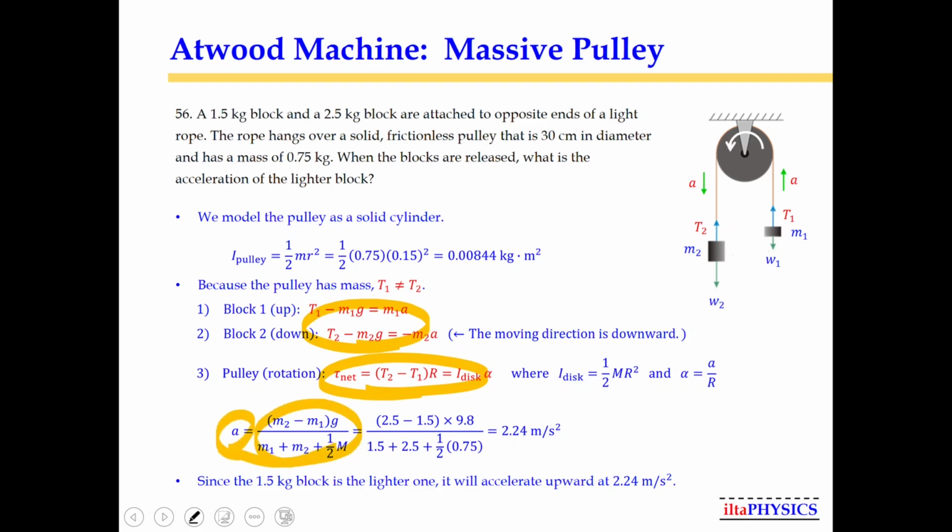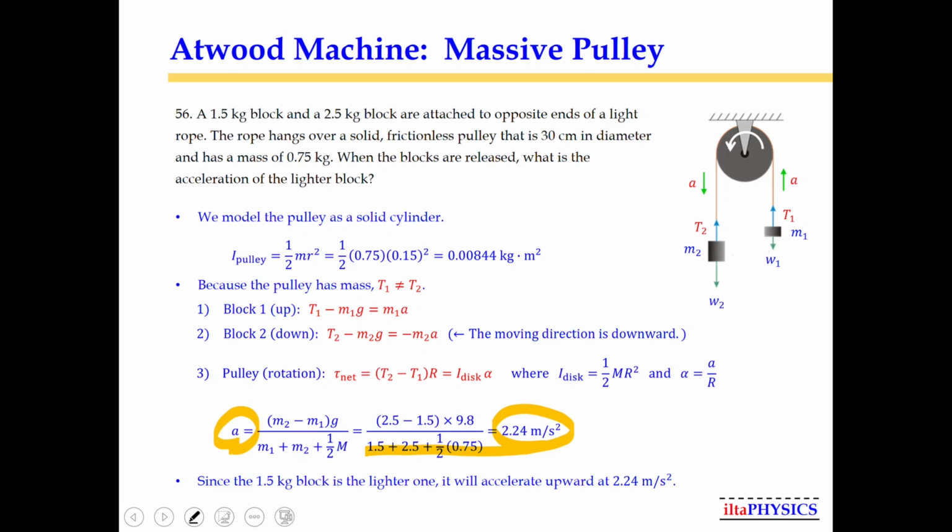If we plug the given values into this formula, the acceleration of the two objects is 2.24 meters per second squared. Since the calculated acceleration is positive, we can see that the lighter 1.5 kilograms block moves upward at an acceleration of 2.24 meters per second squared.